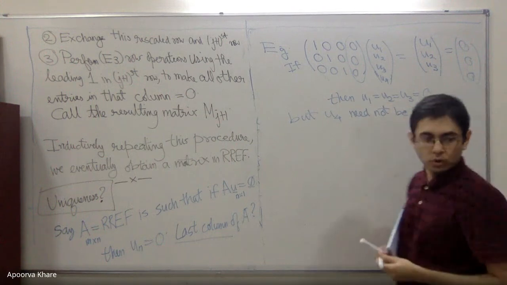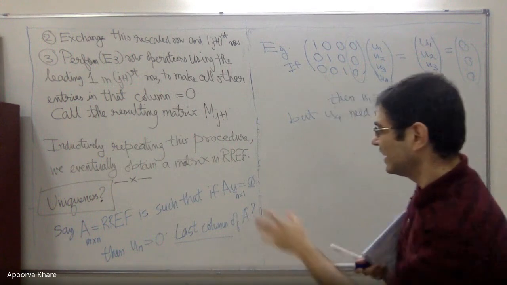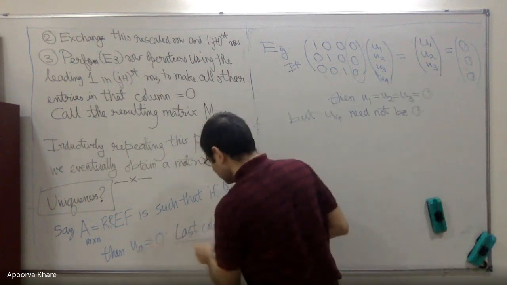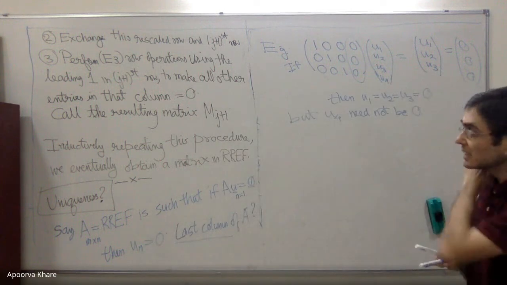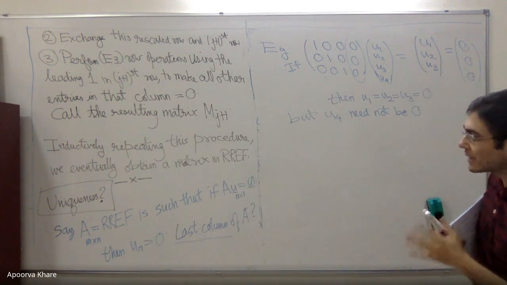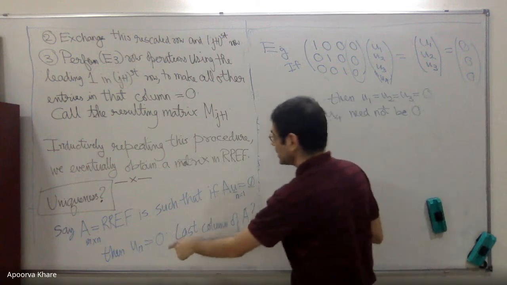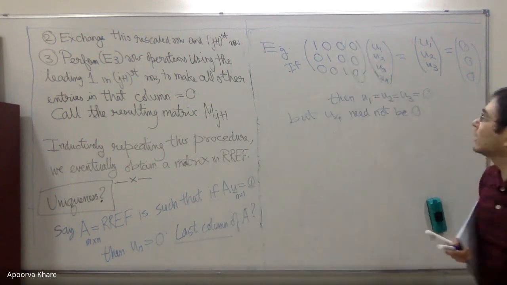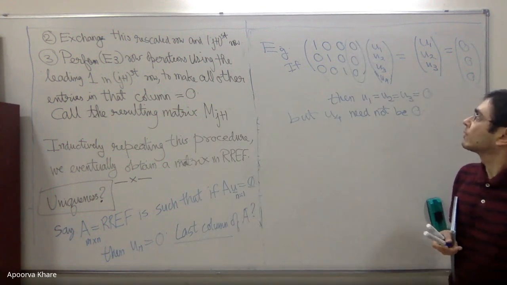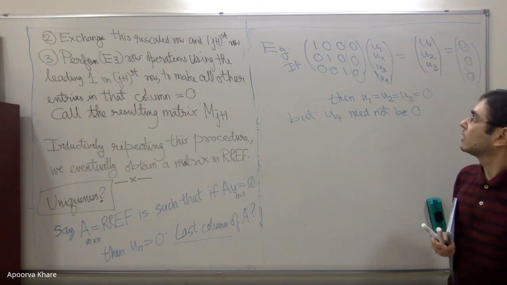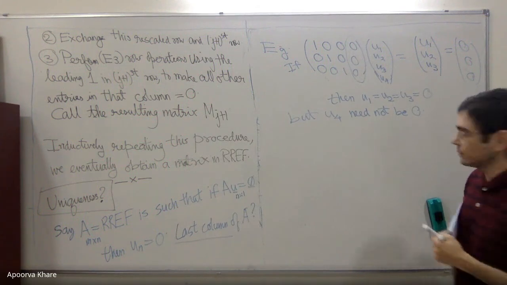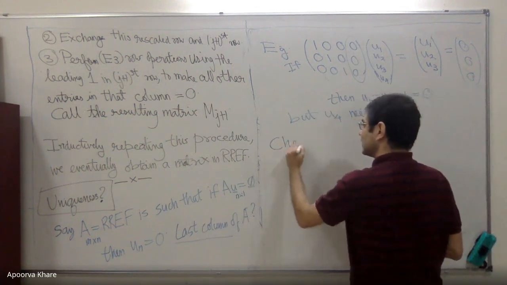So this is what we don't want. In particular, that's the problem. So how can we guarantee that UN must be 0? Well, if the last column does not contain the leading 1, then there is no guarantee of that. So check for yourselves.